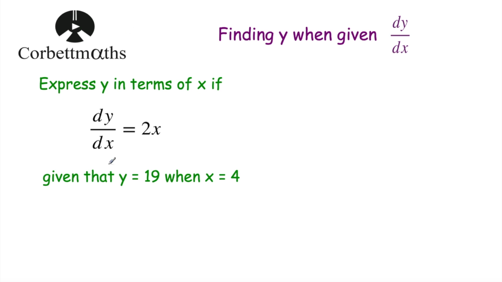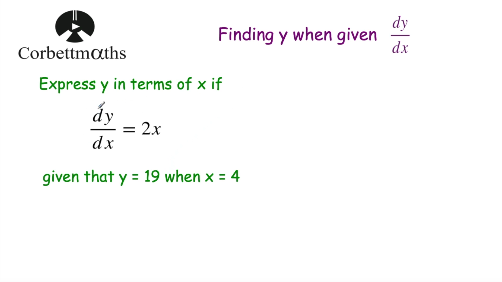Okay, so let's have a look at our first example. It says, express y in terms of x if dy by dx, the gradient function, is equal to 2x. And we've been given that y is equal to 19 whenever x is equal to 4. That's quite important. Whenever you're asked to find y given dy by dx, you'll often be given some information like this, that whenever x is equal to this, y is equal to this, or you might be told a point that the curve passes through. That's important to help you find out what the c is whenever you integrate. We'll talk about that in a second.